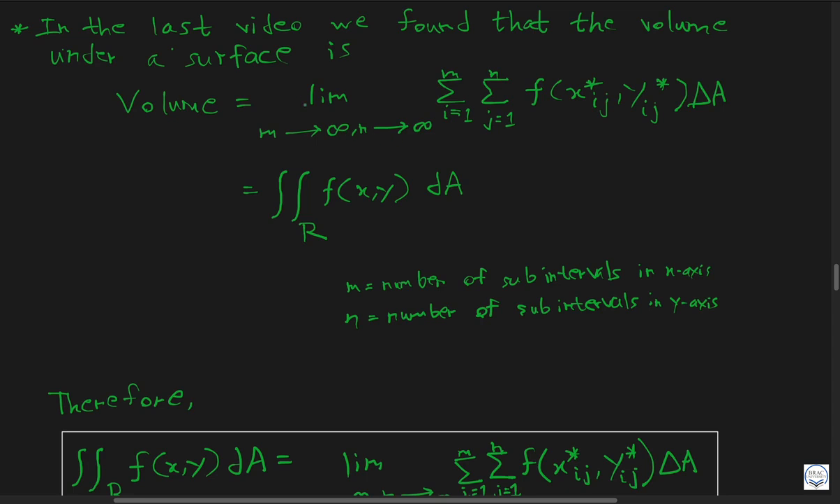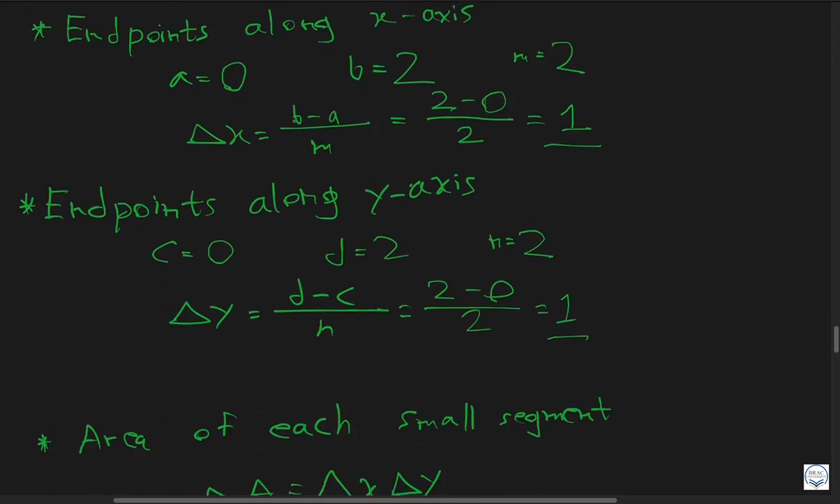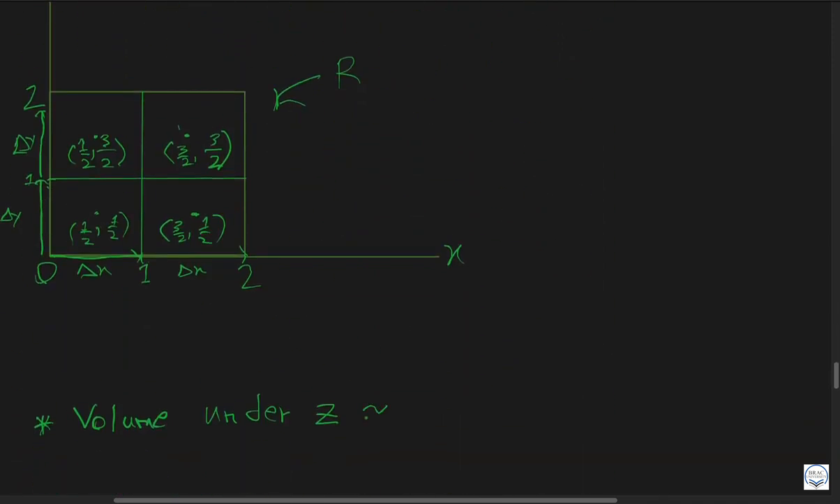Now let's find the volume under Z. Now we have already found the formula for finding the volume. This volume is this particular limit. Now this is the exact volume where both m and n go to infinity. But since here our m and n are finite and are equal to 2, this will no longer be an exact volume but an approximation.